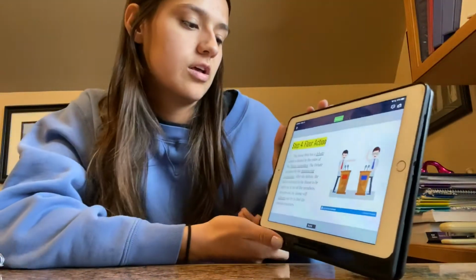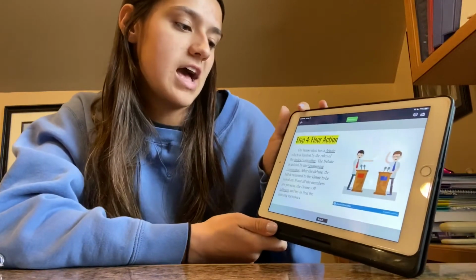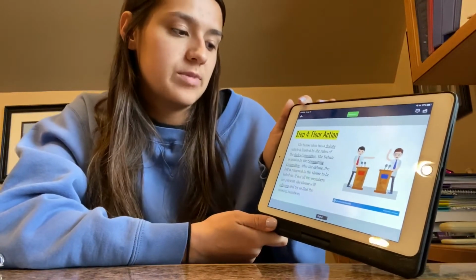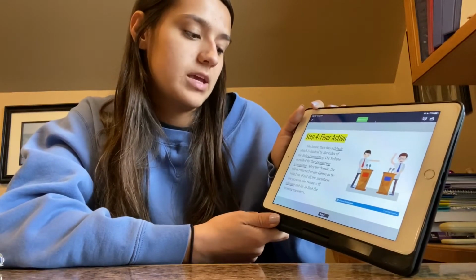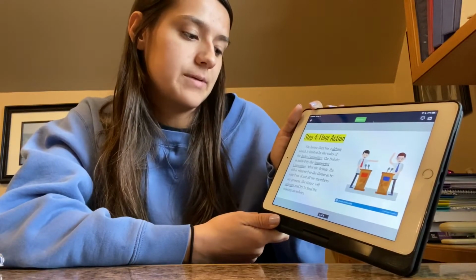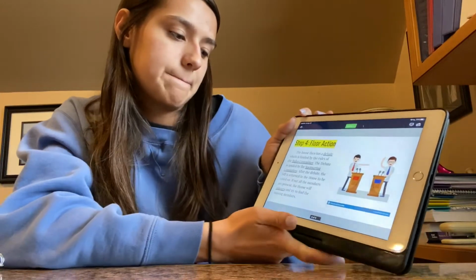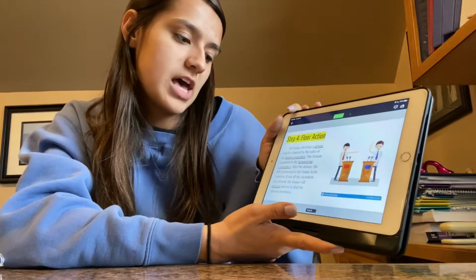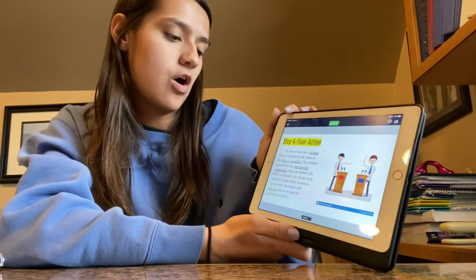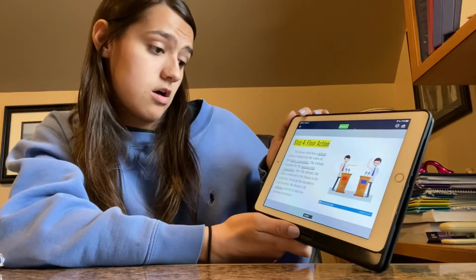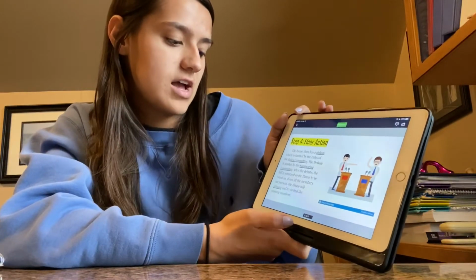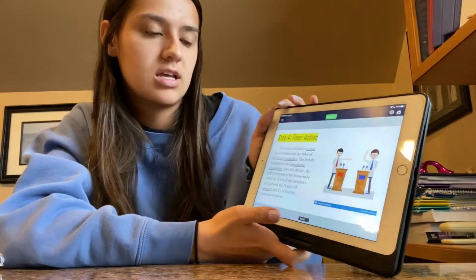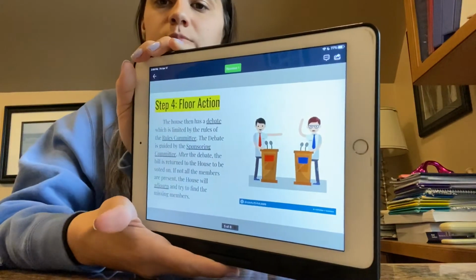Step 4, floor action. The House then has a debate, which is limited by the rules of the Rules Committee. The debate is guided by the sponsoring committee. After the debate, the bill is returned to the House to be voted on. If not all the members are present, the House will adjourn and try to find missing members. And then the picture's just of two people debating.